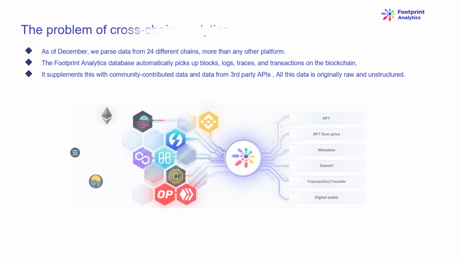At Footprint Analytics, we can compare apples to oranges to kiwis to pineapples and the list goes on. As of December, we parse data from 24 different chains, more than any other platform. The Footprint Analytics database automatically picks up blocks, logs, traces, and transactions on the blockchain. It supplements this with community-contributed data and data from third-party APIs. All this data is originally raw and unstructured.